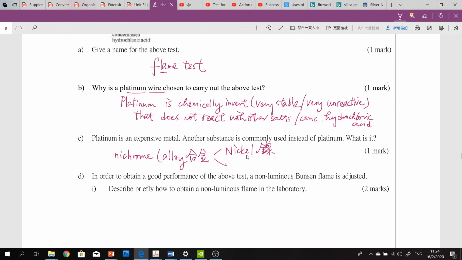And chromium. So you may find nickel in coins, and chromium in other places. You may find it in maybe the bathtub or the water tap, the silvery part, or maybe the car bumper. So you might get some chromium in it. So nichrome is another material.